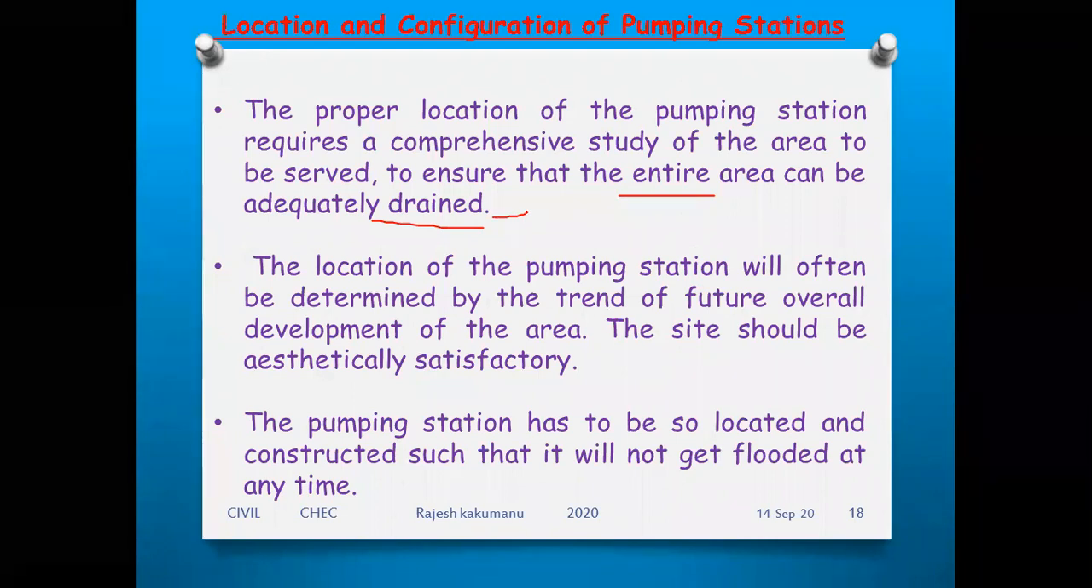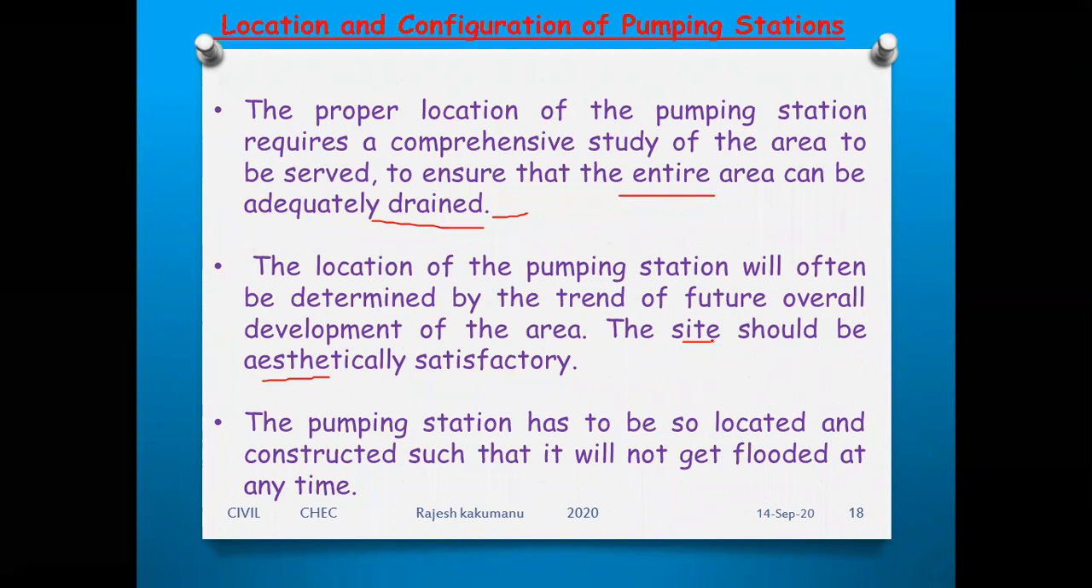Okay. Next, the location of the pumping station will often be determined by the trend of future overall development of the area. The site should be aesthetically satisfactory. So what is the meaning of the site being aesthetically satisfactory? Generally, if you see some outside areas, a big pumping station.